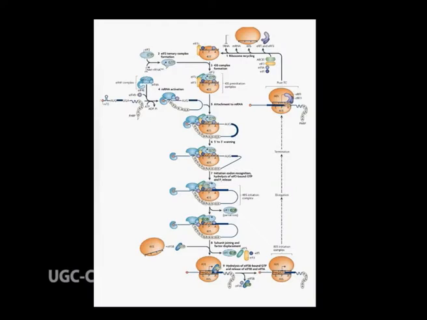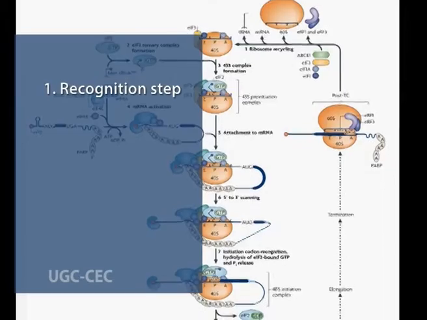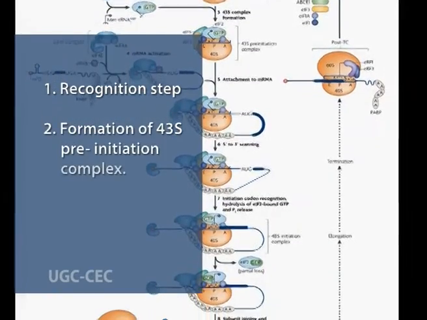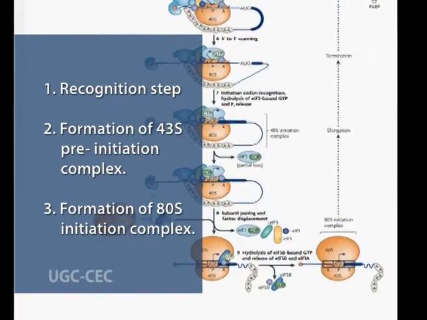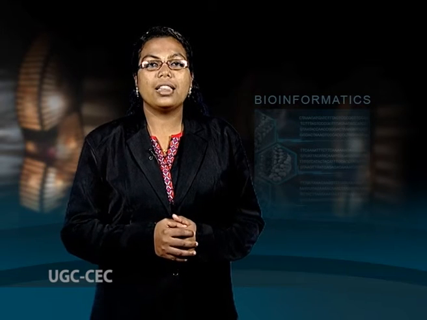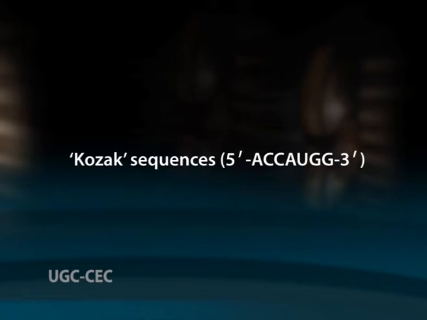Initiation. This is the first step in translation. Please see the figure on screen, and this involves 3 steps. First one, recognition step. Second one, formation of 43S pre-initiation complex, and third one, formation of 80S initiation complex. In the recognition step, the first AUG triplet after the marker nucleotide is identified by the ribosome as the initiation codon. In mammals, the marker sequence is called the Kozak sequence: 5' A, C, C, A, U, G, G 3'.